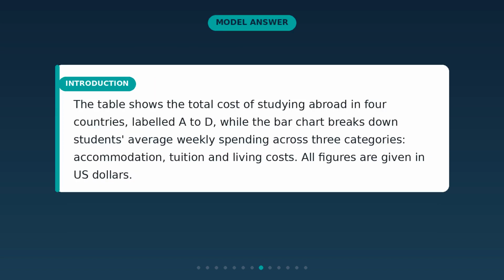Let's build the answer. The introduction. The table shows the total cost of studying abroad in 4 countries, labeled A to D, while the bar chart breaks down students' average weekly spending across 3 categories: accommodation, tuition, and living costs. All figures are given in US dollars.